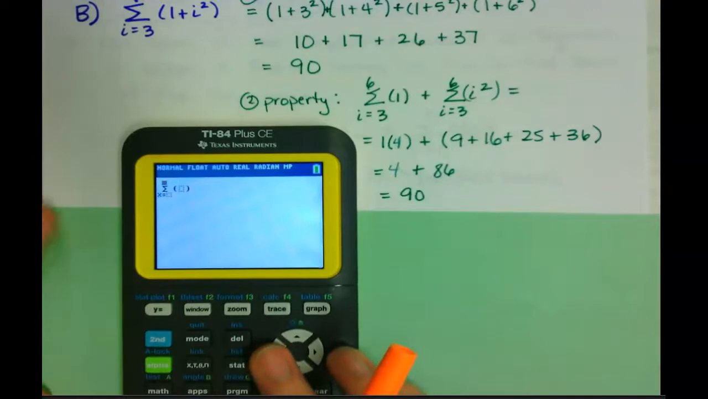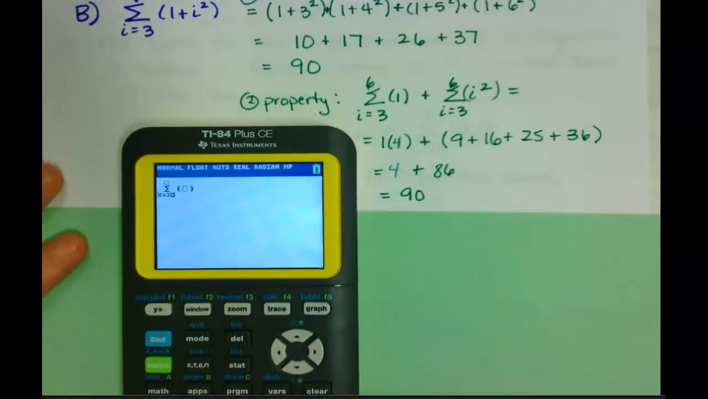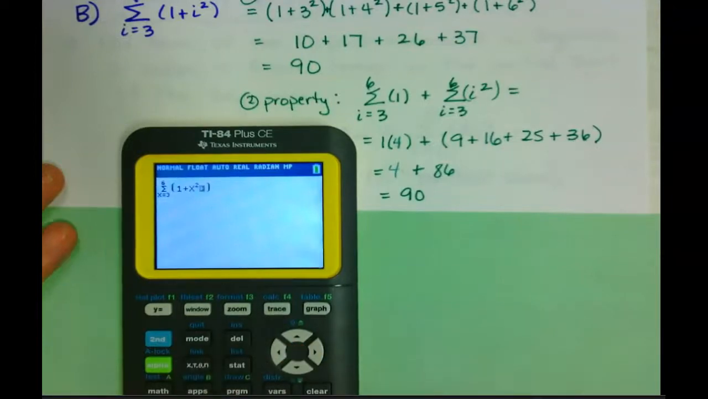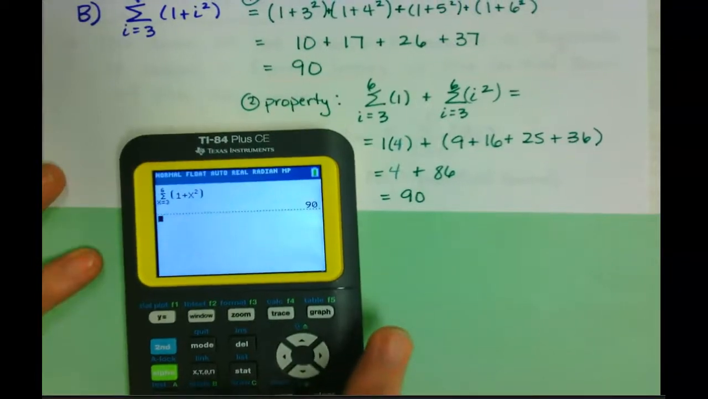do you see what happened there? It popped up to the top. So you do have to pay attention to where you're doing that. And I would do 3 for my lower bound, 6 for my upper bound, and then in parentheses I would do 1 plus X squared because my index letter is X, and that's going to get me that same 90. So you can always just double check as you're working through some of these.